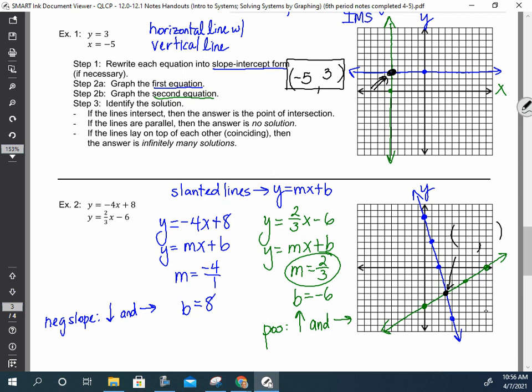And it looks like it's at 1, 2, 3, 3 for x, 1, 2, 3, 4, -4 for y. So 3 comma -4. Like reading coordinates off of a map.